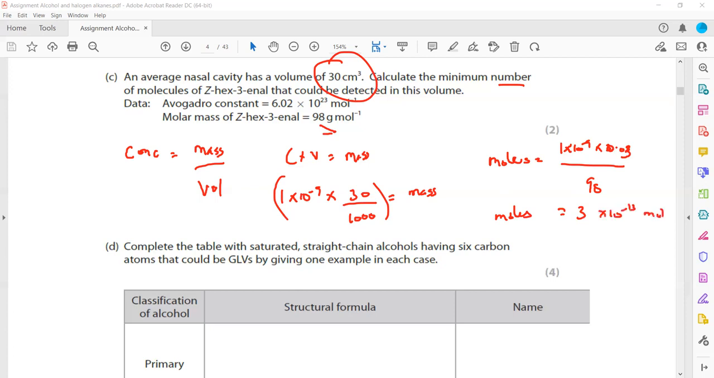But we need molecules, and to get the molecules, because 1 mole contains 6.02 into 10 to the power 23 molecules, we take 3 into 10 to the power minus 13 times 6.02 into 10 to the power 23. This will give us the total number of molecules, which is 1.8 into 10 to the power 11 molecules.